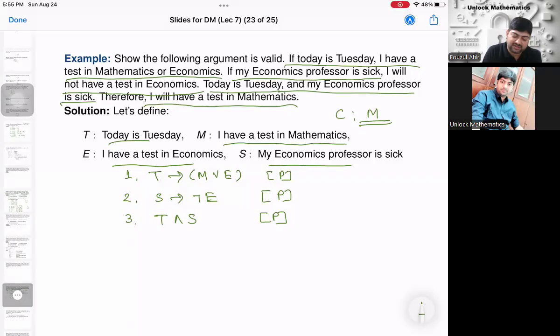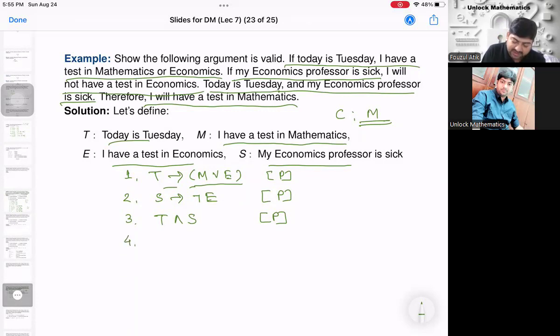M is involved only in the first one. Right. So to get M, at least first we can extract that M or E, this part. Now to get this part, I need somehow T so that I can apply rule number one and get this, right? But how do I get T?